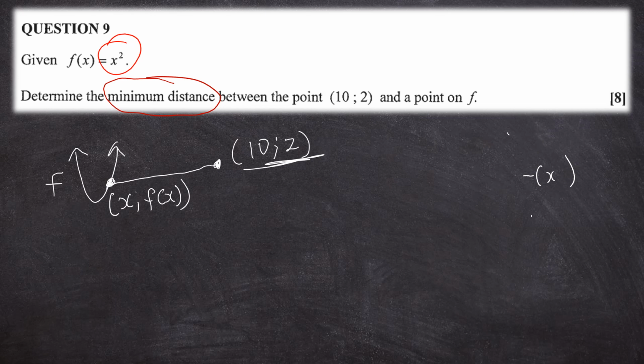All right. So I hope you got that. So I'm just going to replace this by x squared. All right, this is my x and this is my y, which is f of x.